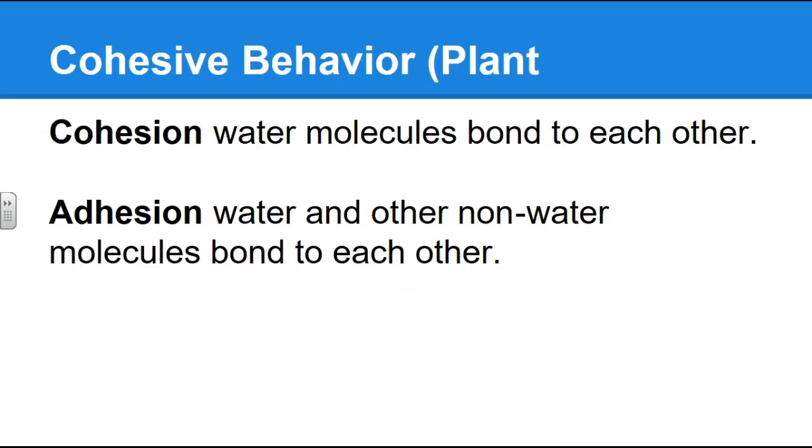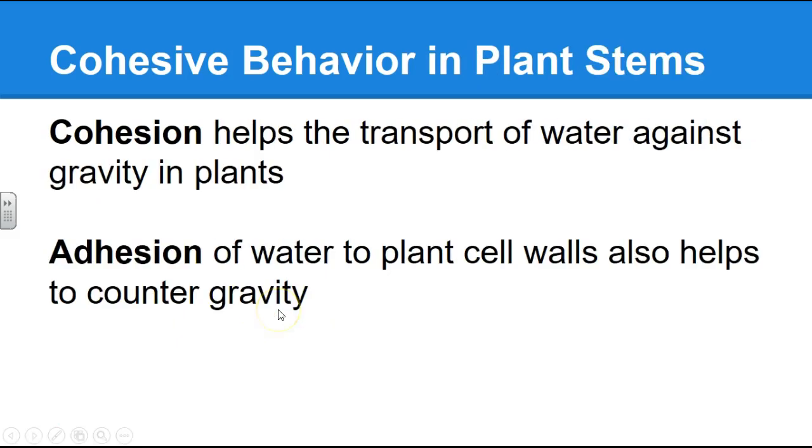So let's talk about cohesive behavior. Cohesion is when water molecules bond to each other. Like in the first example about water being polar, I can have two water molecules and they will easily bond with each other. Adhesion is when water and other non-water molecules bond with each other. So I could have some other molecule here, and that's going to bind with water very easily.